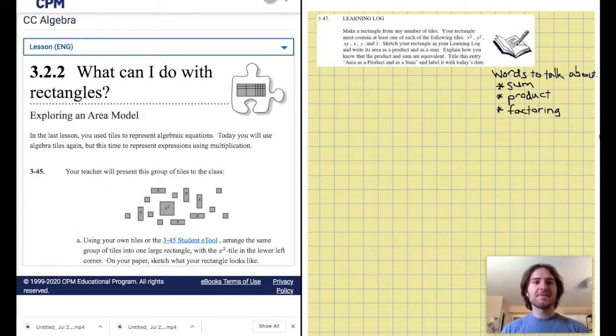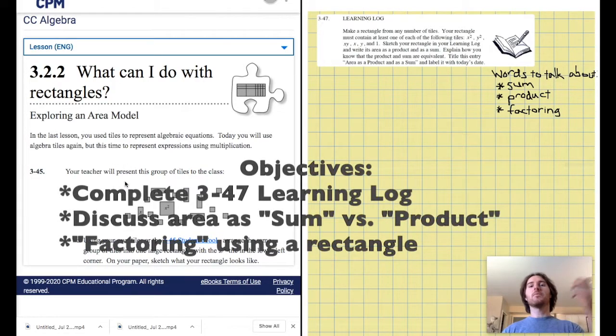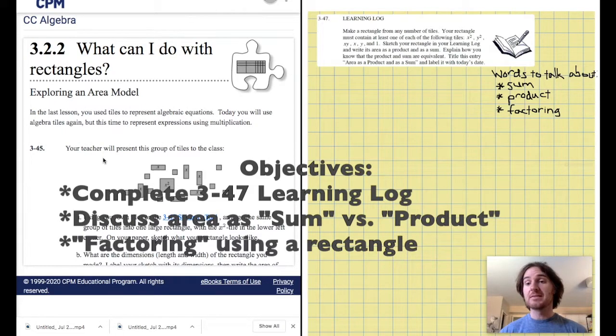How's it going, guys? We're going to do problem 347 today, which is the learning log that follows this assignment over here. So hopefully you've gotten a chance to do this assignment, ideally with your group or in class, or in one of your meetings with your teacher. It kind of introduced you and allowed you to spend time on these things.